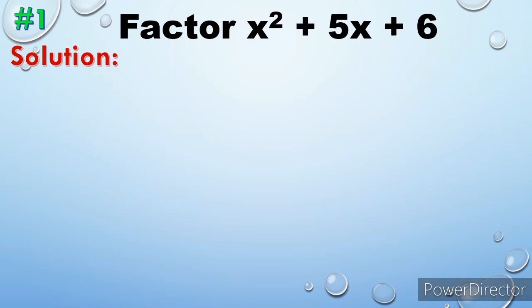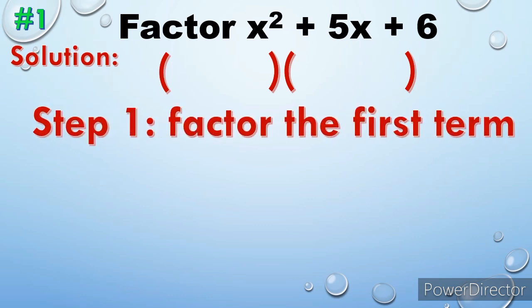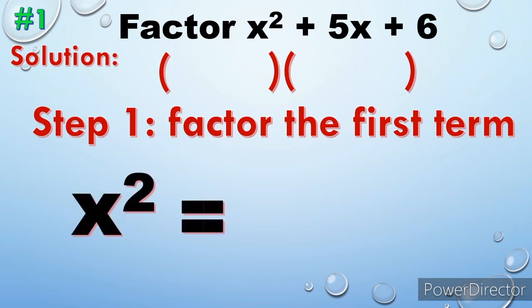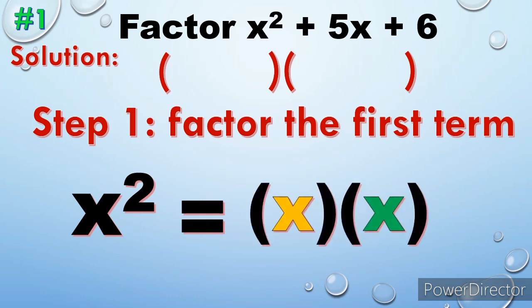Ito yung solution natin. Gagawa muna tayo ng open and close parenthesis, dalawa, kasi ang resulting factor nito is dalawang binomial. Step 1, factor the first term. Ang first term natin dito is x squared. If we factor x squared, that is x times x. Ilalagay na natin agad doon sa first term natin ng binomial.